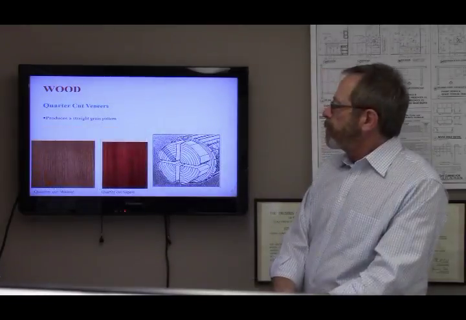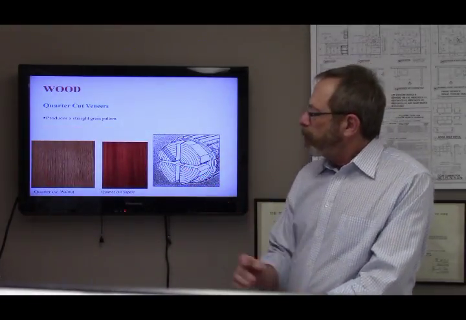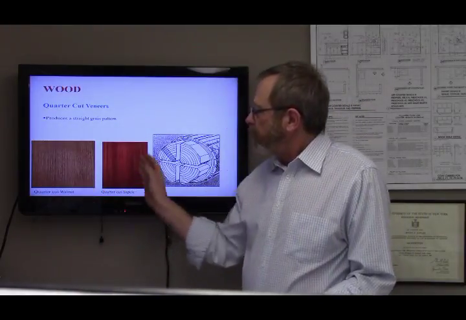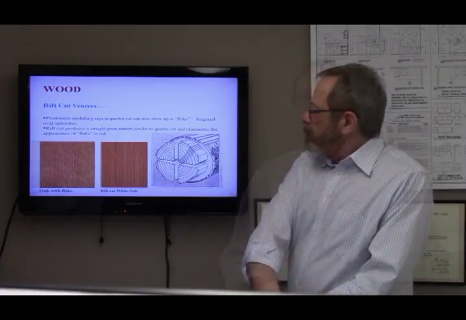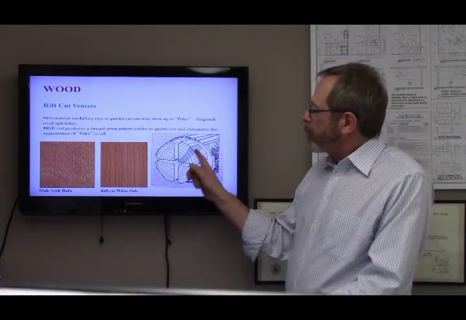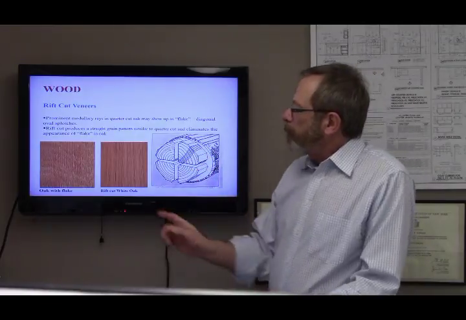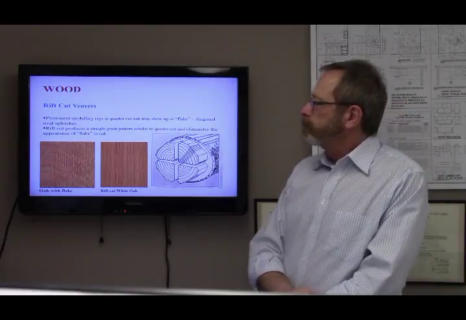A quarter cut veneer, pretty much perpendicular to the center, gives us this kind of quarter cut veneer. It's kind of straight grained. And a rift cut is perpendicular to the center with a slight curve to it. Creates what was called a flake or splotchy design.